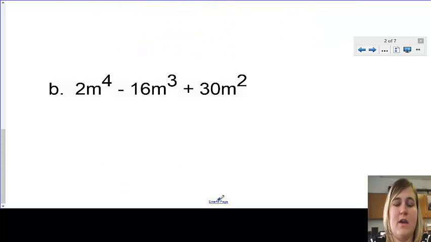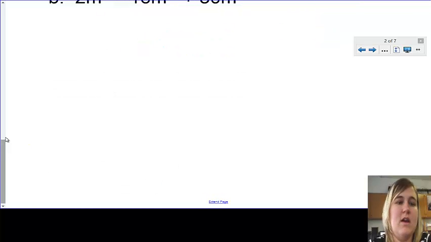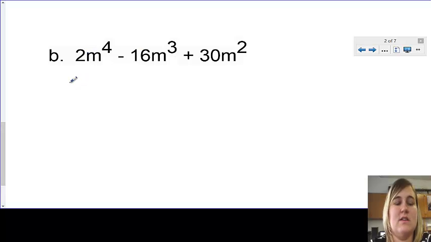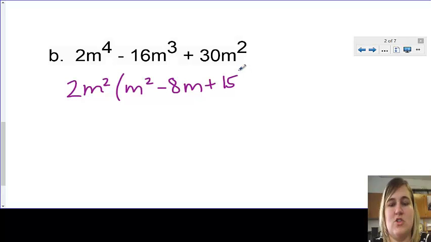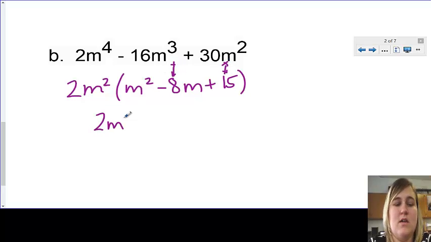On this one, my greatest common factor for this problem is going to be 2 because they're all even, so I can take a 2 out. I can also take out m to the second. So if I take out 2m to the second, I'm left with m to the second minus 16 divided by 2 is 8, m to the third divided by m to the second is m, plus 30 divided by 2 is 15, m to the second divided by m to the second is 1, so I don't need to show that. Again, I have a coefficient of 1, so I need something that multiplies to get this and adds to get this. So I have 2m squared.